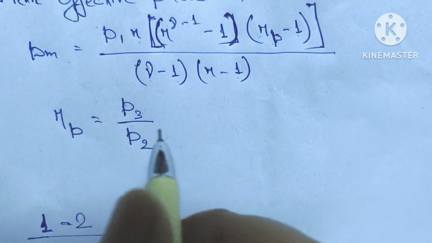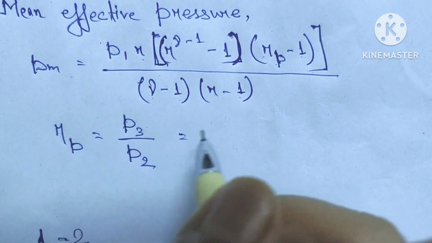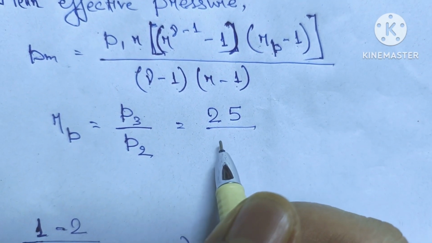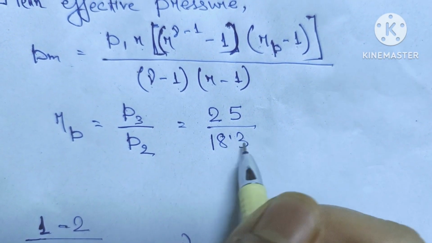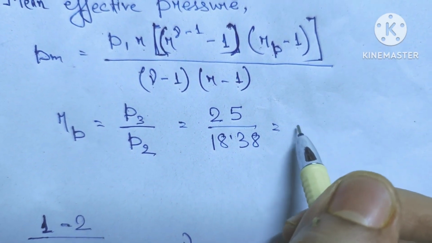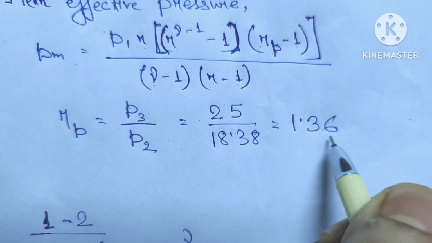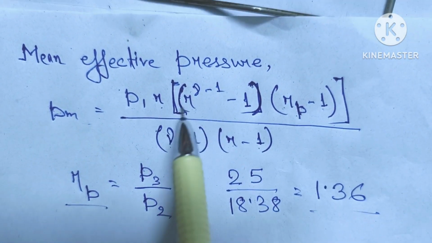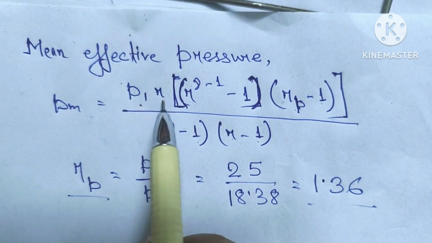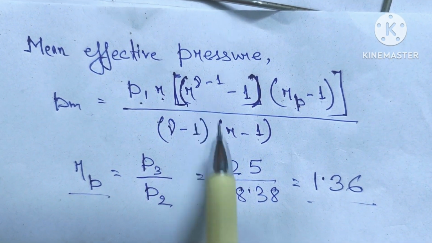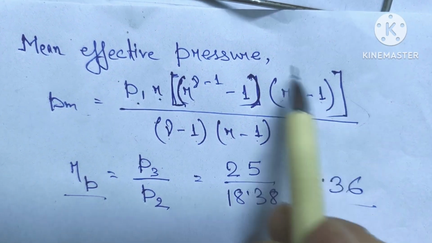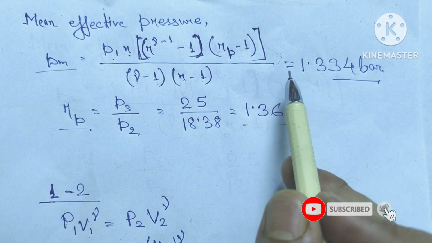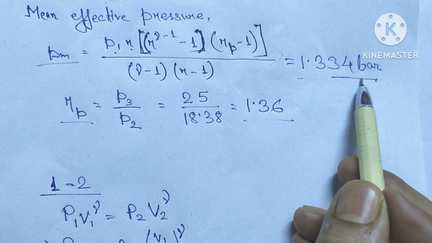So the value of Rp, now we can calculate it, that is P3 is given, that is 25 bar, by P2 is calculated, that is 18.38 bar, and the value is 1.36. Now we have Rp equals 1.36, we have P1, that is 1 bar, R is 8, gamma is 1.4, and by putting all these values you can easily calculate the value of PM, and the value will be 1.334 bar.